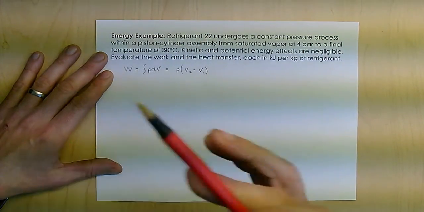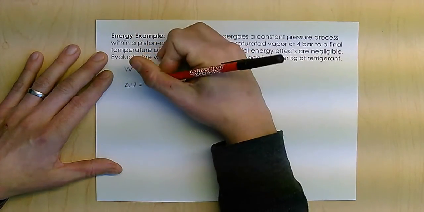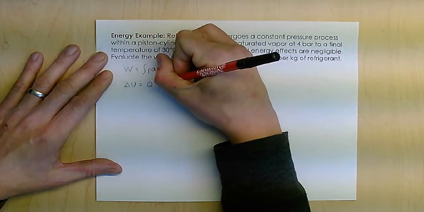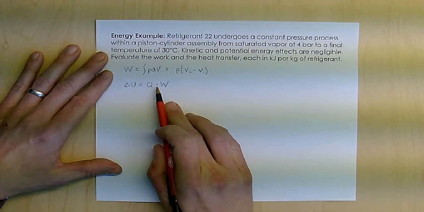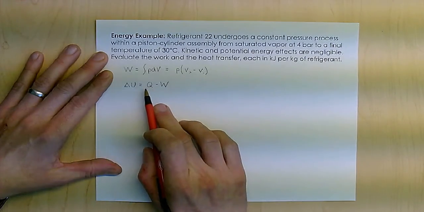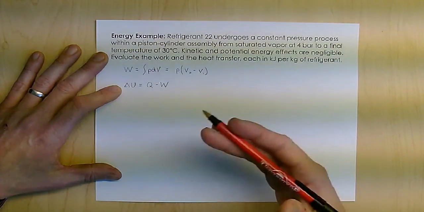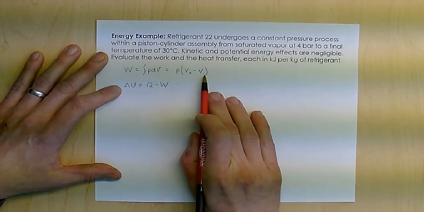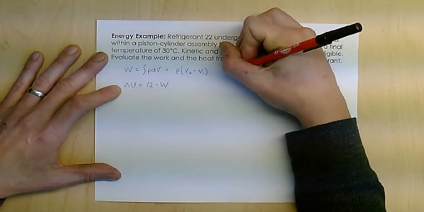To find the heat transfer, I'm going to use my first law, which is going to be delta U equals Q minus W. So again, once I find my work, I can use my first law to find Q as long as I know delta U. So what I need to find here is V1 and V2, U1 and U2, right? So I'm going to look this up in the table.